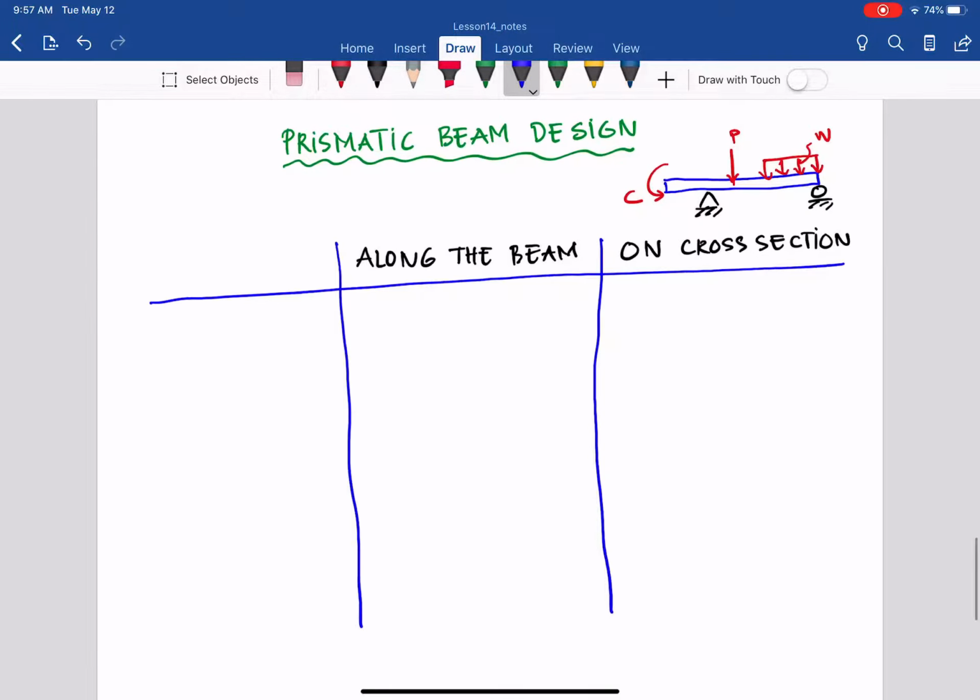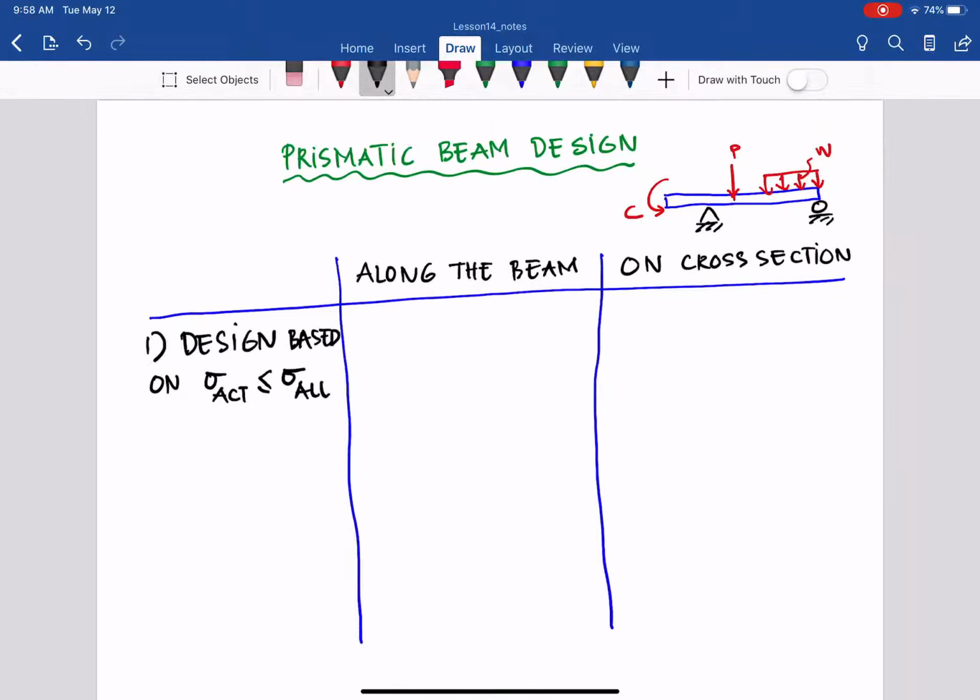The first step to design the beam is step number one, design based on the internal bending moment. It means that we design based on sigma actual, which is the flexural stress, less than sigma allowable. So it is the normal stress due to the internal bending moment. How can we design for this? We need to find the maximum moment.